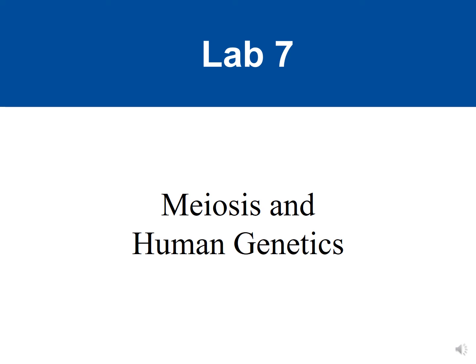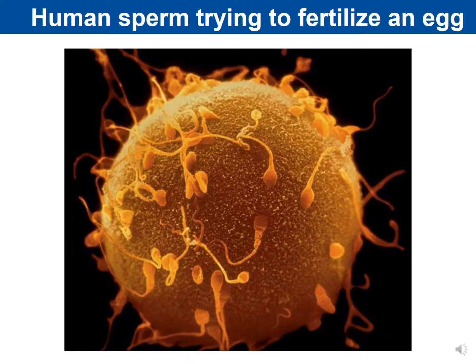In this lab, we're going to look at meiosis and human genetics. So what you're looking at is a picture, and this large ball that you're seeing there is actually an egg cell. And all of the little cells that are attached are sperm, and the sperm are trying to fertilize the egg. And so that is how new life begins, right?